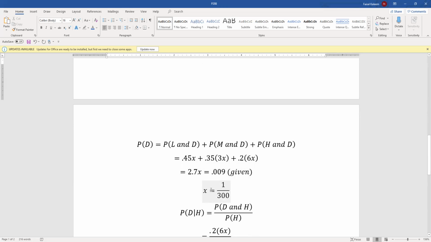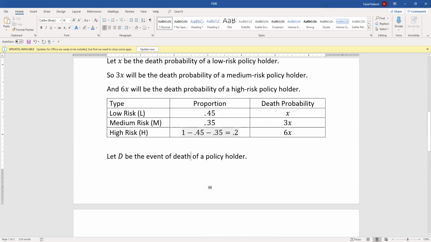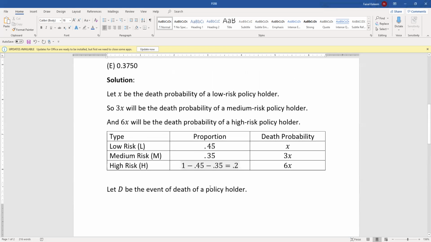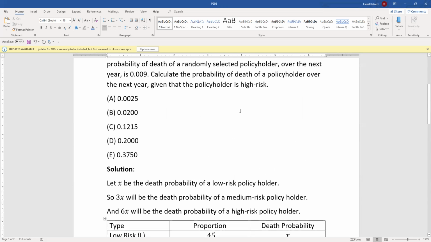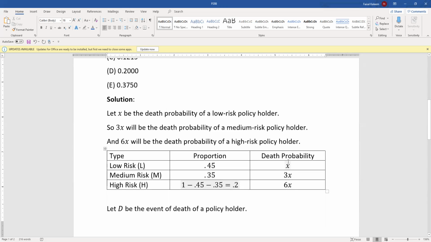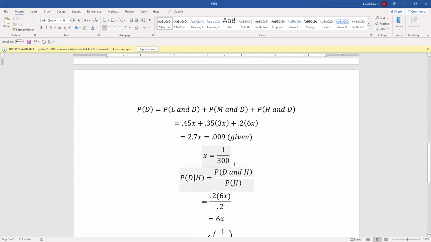And now we can directly write that we want the probability of death given the policyholder is high risk. So now these are the conditional probabilities. So actually, this entry is death probability given low risk. This is death probability given medium risk. And this is death probability given high risk. So we directly know that the death probability given high risk will be 6 times X. We already have the X.